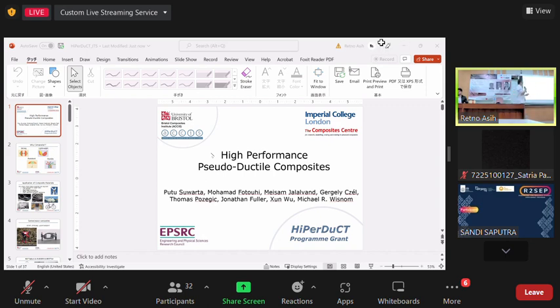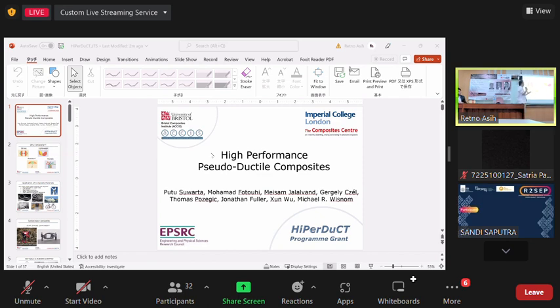Actually, this research was conducted by Imperial College London with the University of Bristol. I was one of the PhD students working on this project, and Dr. Putri was also a postdoc working on it. I think it's still continuing until this moment. There's still more room for improvement for this pseudo-ductile composite. So why composite? Let's start with why composite.